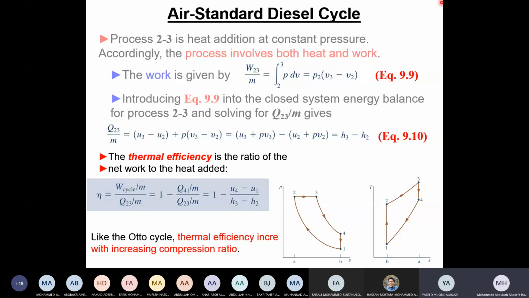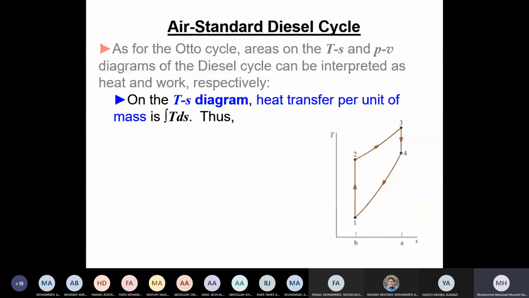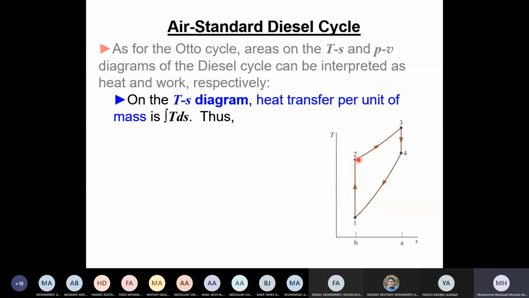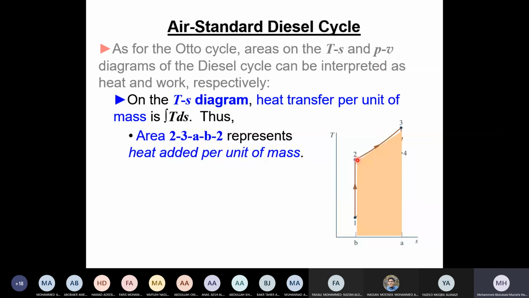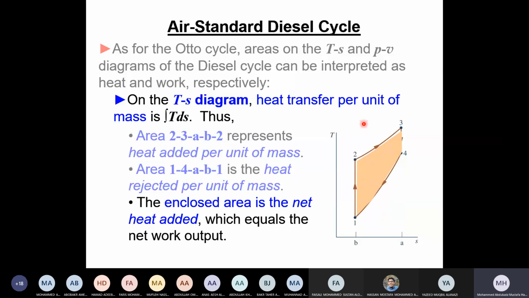Okay, so let us go on. Any questions? No question. Okay, then this is the air standard diesel cycle. This is the heat addition for 2 to 3. On the TS diagram, 1, 2, 3, it is the area under 2 to 3. This is the heat addition, which is all of this area here. Then this is the heat rejection, and therefore the area enclosed here will be the net work done.